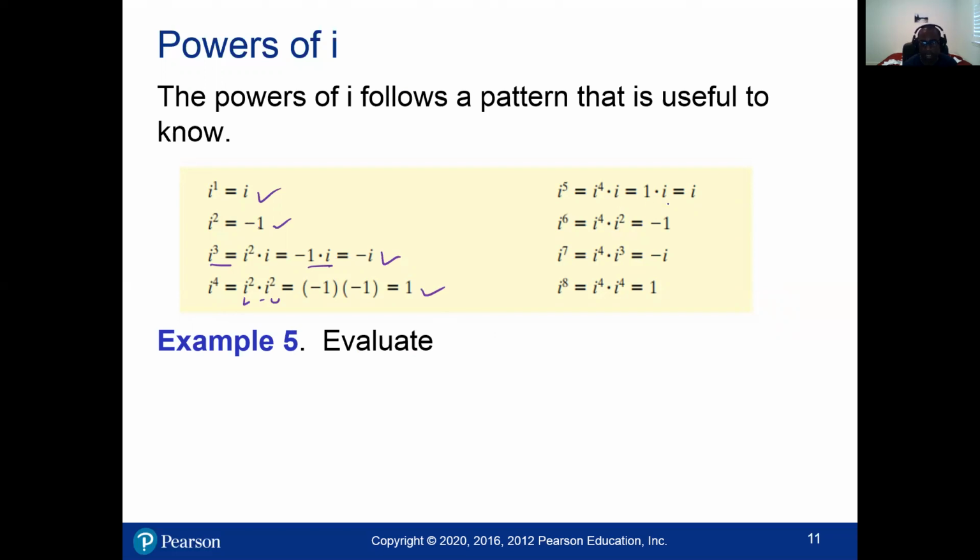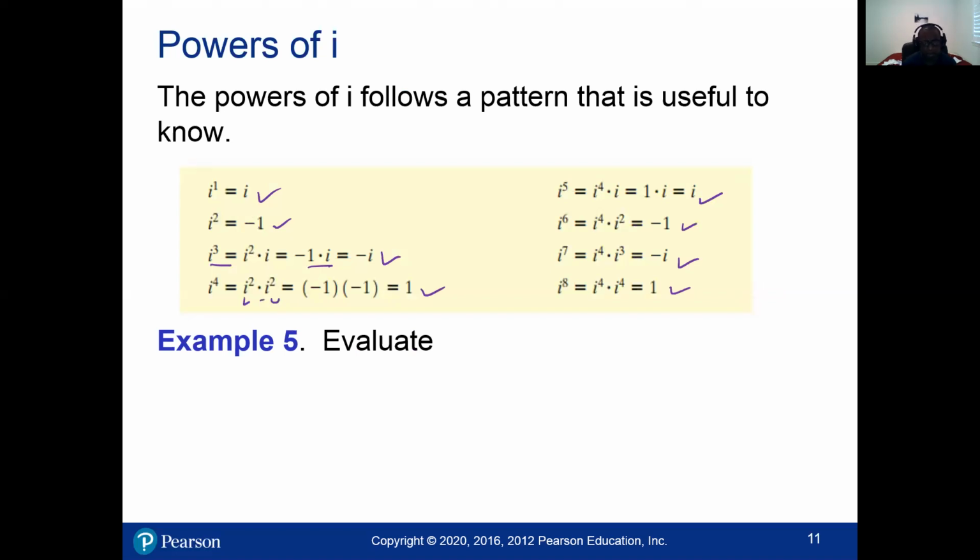Okay. Similarly, I to the 5th, you get I. I to the 6th is negative 1. I to the 7 is negative I. And then you have I to the 8, which is 1. So do you see a pattern?